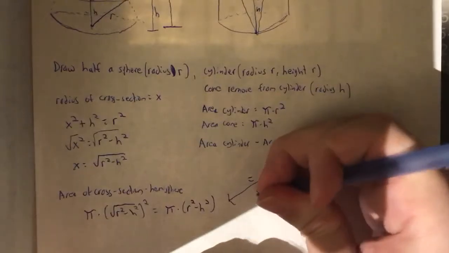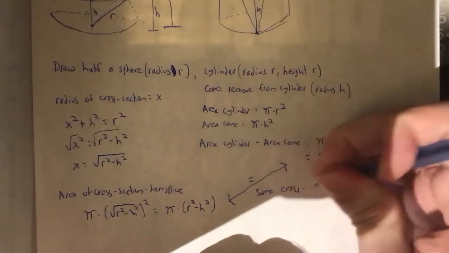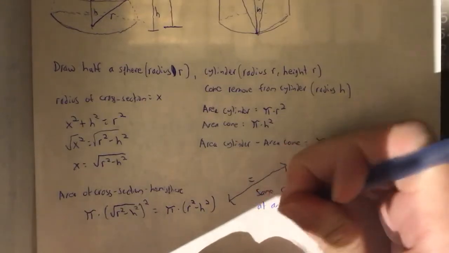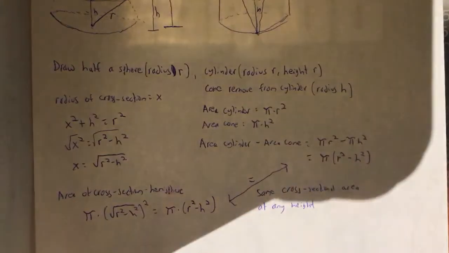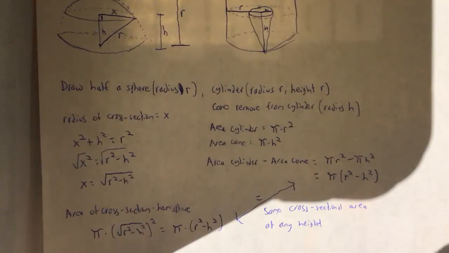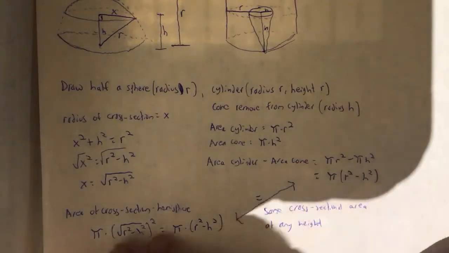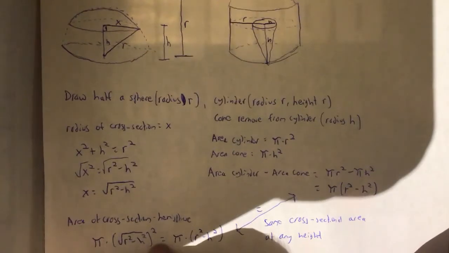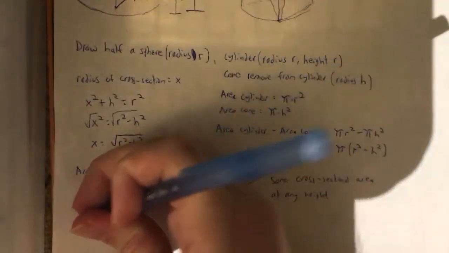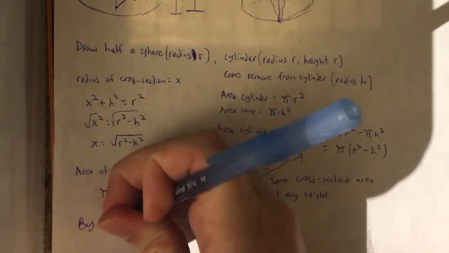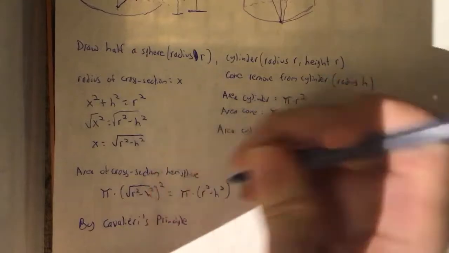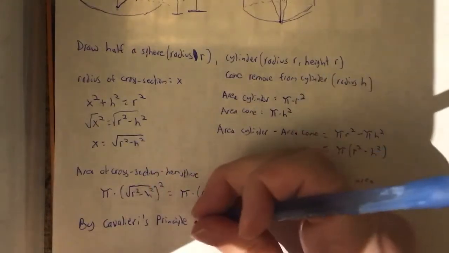They have the same cross-sectional area at any height. And this is important because with Cavalieri's principle, remember, for two figures that have the same height and same cross-sectional area at any height, the volumes will be the same. So by Cavalieri's principle, the volumes will be the same.